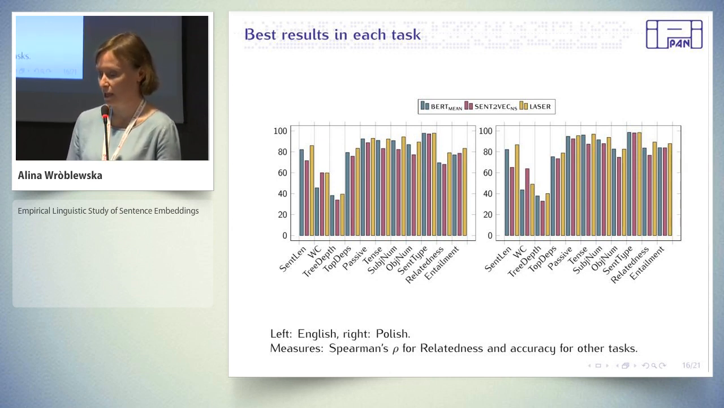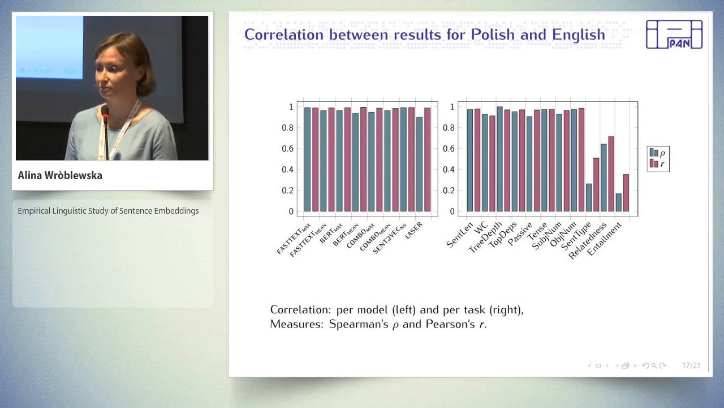For English, Sent2Vec and LASER embeddings perform similarly well, and they outperform the BERT embeddings. And in case of Polish, there is a difference because Sent2Vec embeddings are much better than LASER and BERT. We also measure correlation between results for Polish and English. Here are results per model, and here are per task. Generally, correlations per model are high, so there is nothing special.